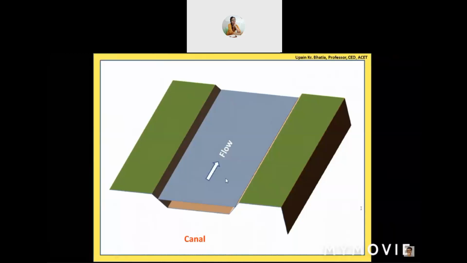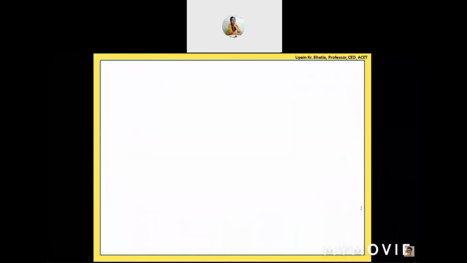For this, let us see, this is the top view of the canal. This is the bed width, this is one side slope, this is the other side slope, and the adjoining area shown as green is the natural ground level. So this is the excavated portion, the canal. Let us say that water is coming from the left hand side and going to the right hand side.